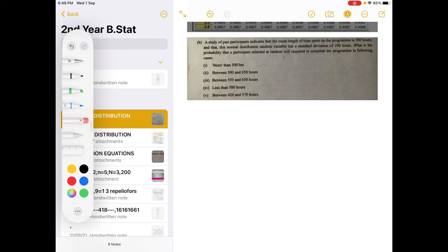So the problem says there is a study of people participating in a particular program, and on average they take 500 hours to complete the program with a standard deviation of 100 hours. So 100 hours less, 100 hours more. That is a general standard deviation. The probability that a participant selected at random will be required to complete the program in the following cases has to be estimated using normal distribution.